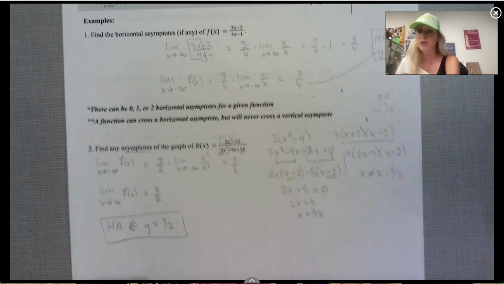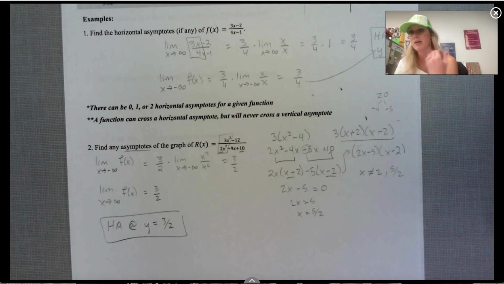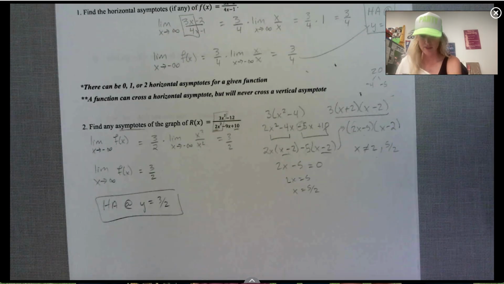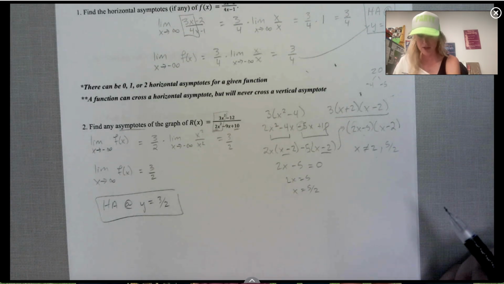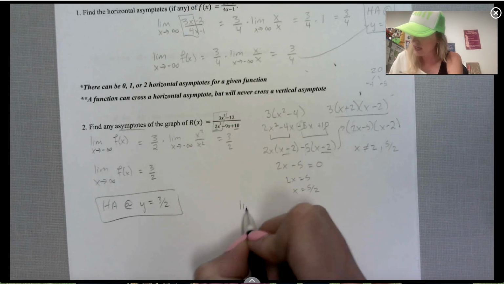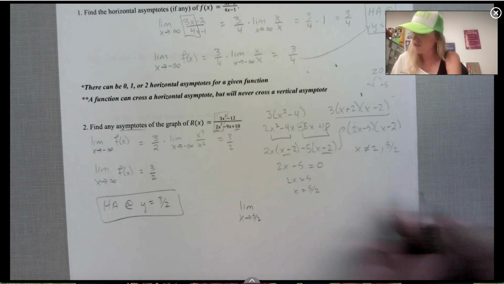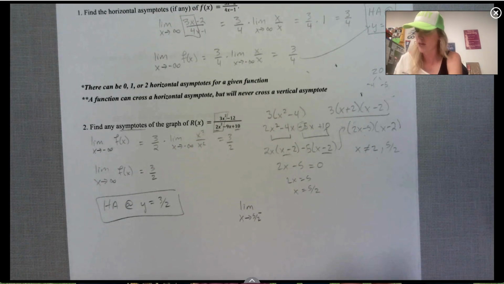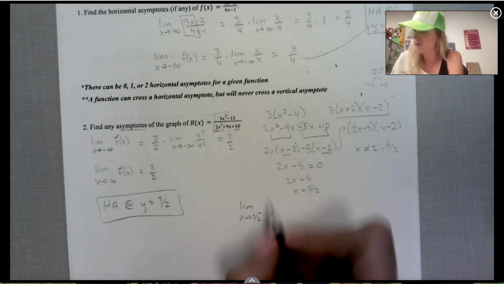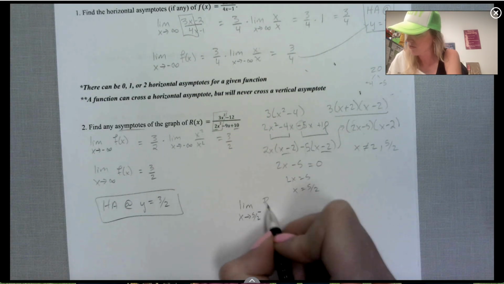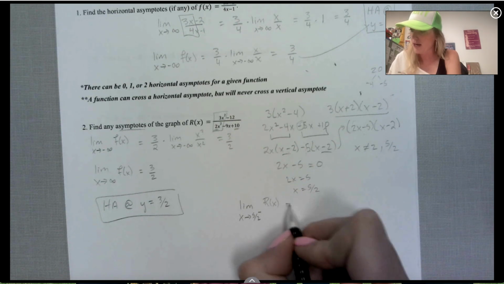All right, remember we actually only have to look at one-sided limits. If one side approaches infinity, it's automatically a vertical asymptote. So let's take a look. Let's start with 5/2. I'm going to look at the limit as x approaches 5/2 from the left. We're just going to do one side. You only have to look at one side, not both, of f of x, or r of x, I better use that same notation.